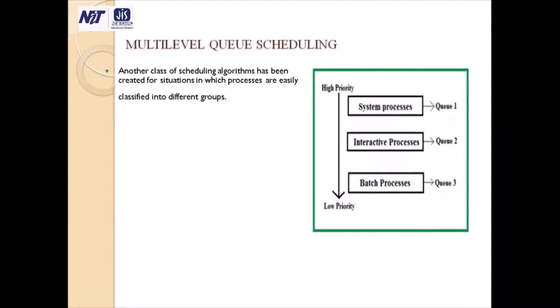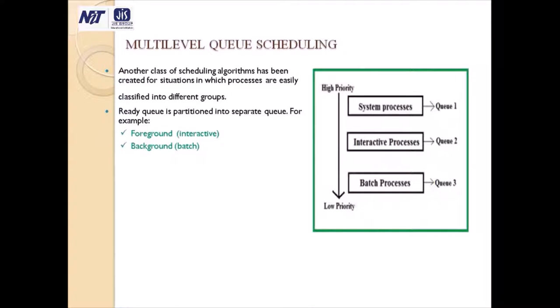That means multi-level queue scheduling is another class of scheduling algorithm created for situations in which processes are easily classified into different groups. The ready queue is partitioned into separate queues. For example, for foreground or interactive processes there is one ready queue, for background or batch processes there is another ready queue, and for system processes there is a separate ready queue. Each queue has its own scheduling algorithm.